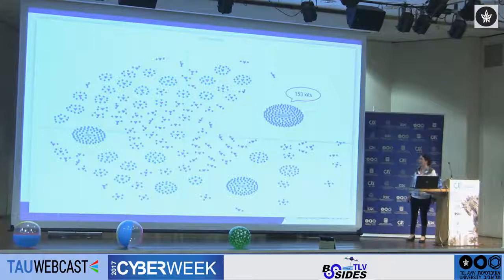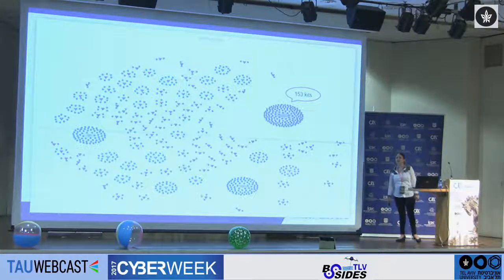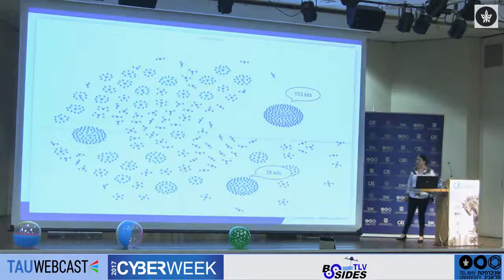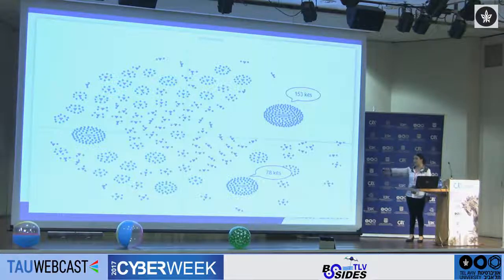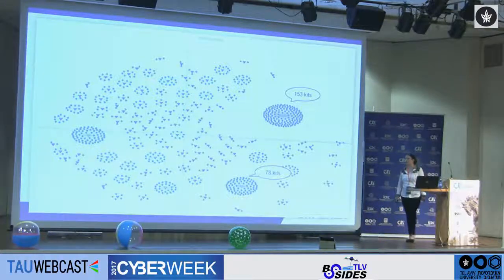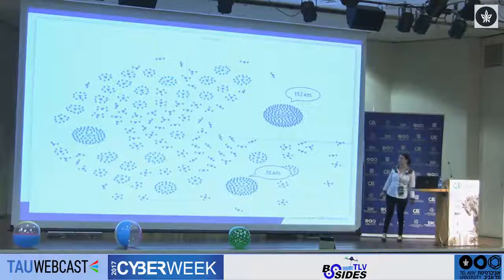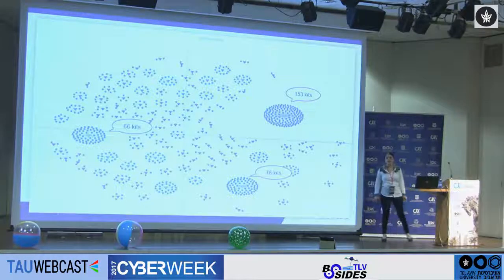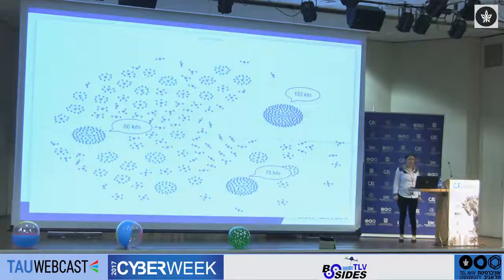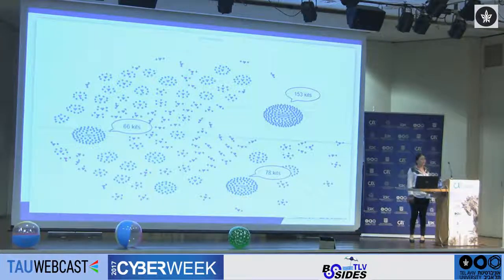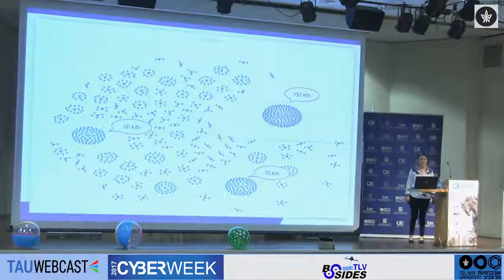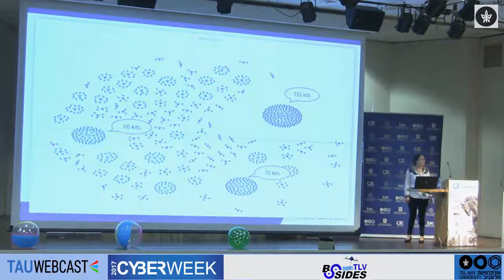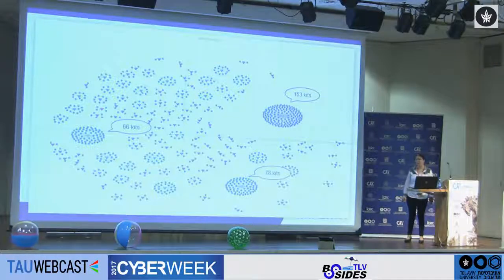The largest cluster contains 153 kits. The second largest cluster contains 78 kits, and the third cluster contains 66 kits. Interestingly, almost a third of the kits belong to 3 large clusters. This means that phishing kits come from a restricted number of sources.